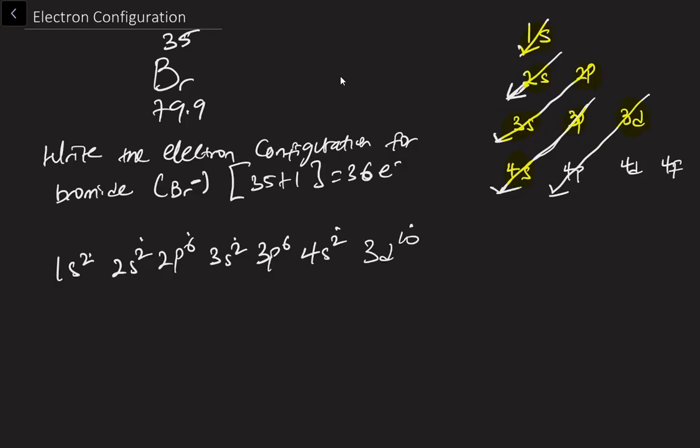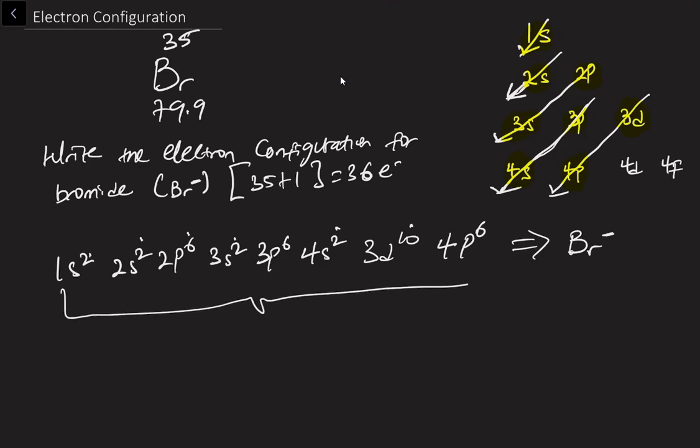6 more. So the next is 4p, and p can hold how many electrons in total? 6 electrons. So that's 4p6 for bromide ion. If it was bromine, it would have been 4p5 because that's 35. But for bromide ion, this is the electron configuration. We have 36 electrons in total.